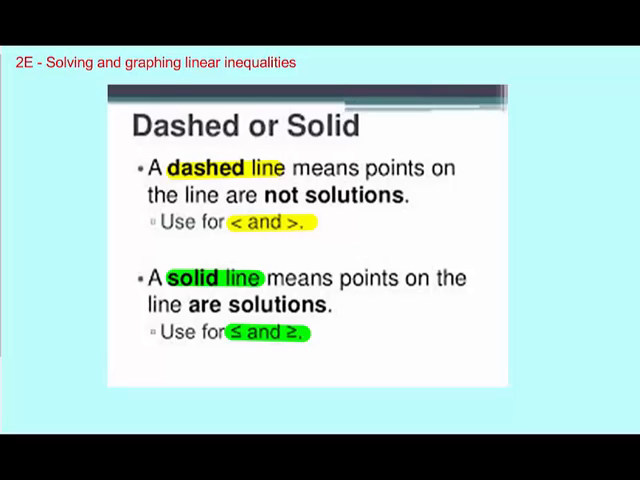So now let's look at Learning Target 2E, which was solving and graphing linear inequalities. For this, you're going to have to keep in mind the idea of a dashed line and a solid line. You'll use a dashed line when you graph if it's less than or greater than, and you'll use a solid line whenever it's less than or equal to or greater than or equal to. Now these are very similar concepts to the idea of an open circle, closed circle. A dashed line means that the numbers on that graph are not possible solutions, and a solid line means that the numbers on the graph are possible solutions. So very similar to the open circle, closed circle concept.